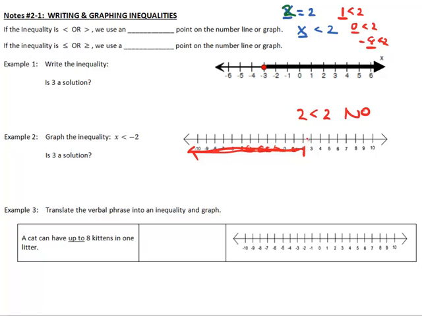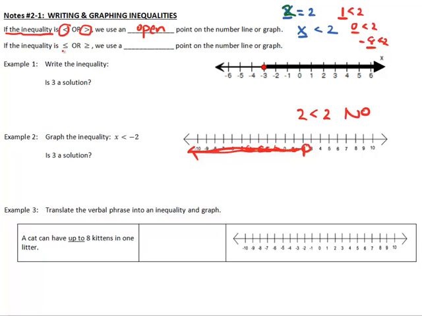So therefore, I have to put an end mark here, and the way I put an end mark there is I'm going to make a circle that's open in the middle. If it's open in the middle, it means it doesn't include that number as a solution. So that's going to answer our first part over here. If the inequality is less than or greater than, it doesn't have an equal, so we're going to use an open point on the number line or graph.